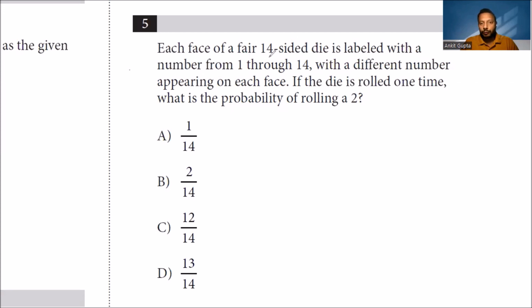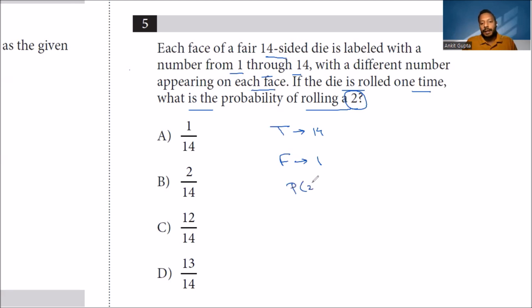Each face of a fair 14-sided die is labeled with numbers from 1 through 14, with a different number appearing on each face. So instead of having a 6-sided die, we have a 14-sided die. If the die is rolled one time, what is the probability of rolling a 2? Since it's a 14-sided die, the total number of outcomes possible is 14, which are the numbers from 1 to 14. Since we need the probability of getting a 2, the number of favorable outcomes is 1, because there is only one 2 in the numbers from 1 to 14.